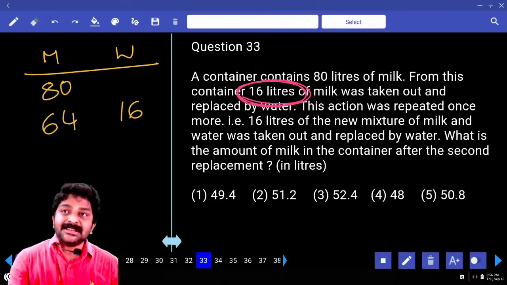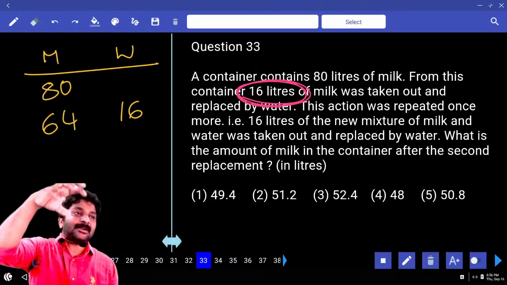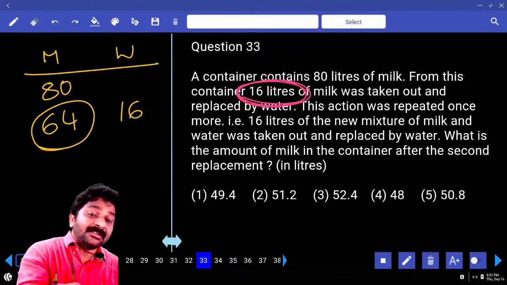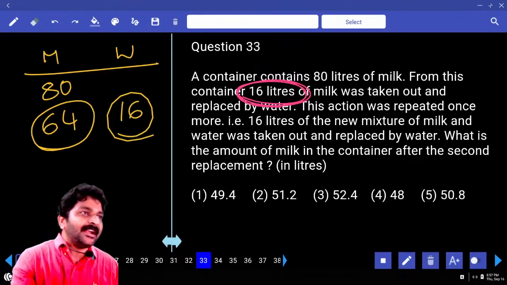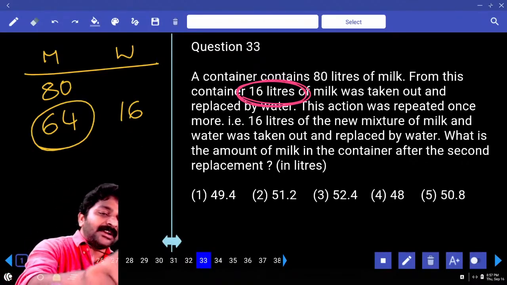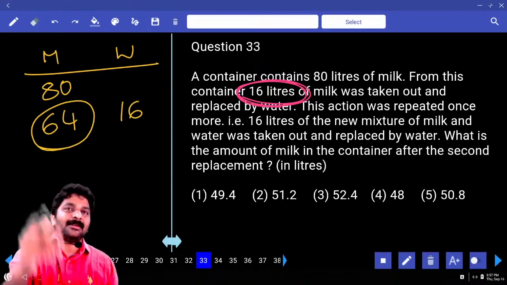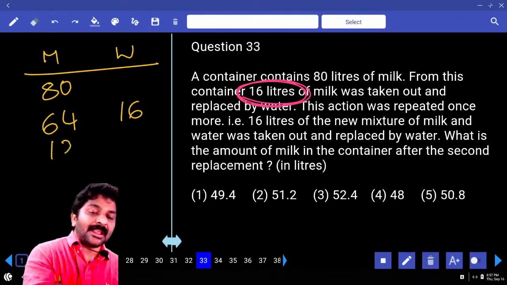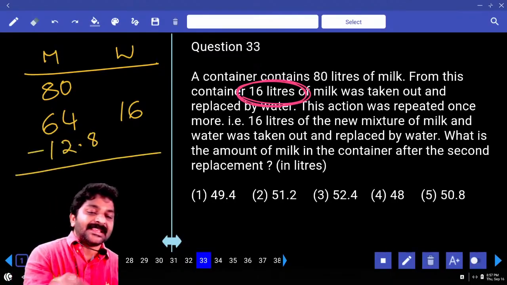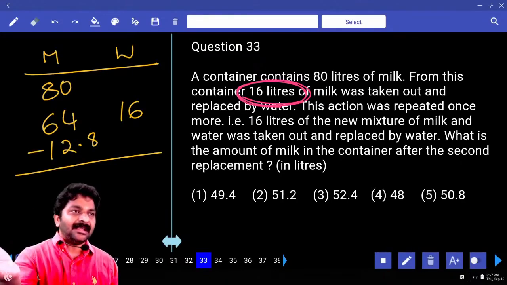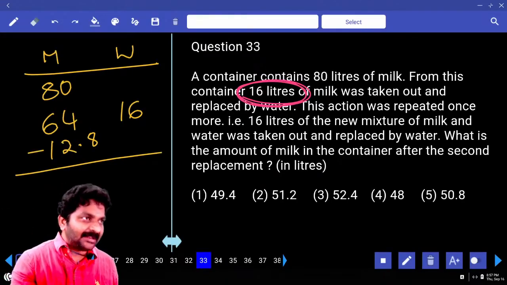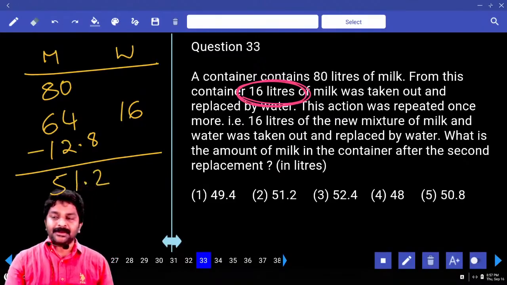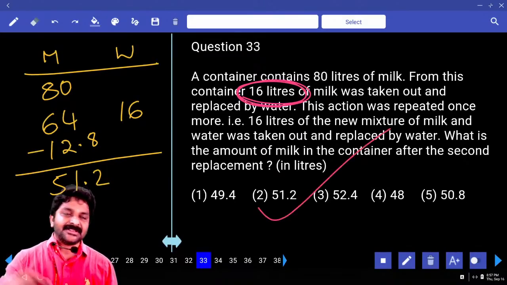Which is also 20%. When 20% of the total quantity is taken out, 20% of milk goes out and 20% of water goes out. Agreed or not? Right. What is 20% of the milk? 10% and double. What is 10%? 6.4. Double, so 12.8 liters of milk is taken out. Subtract 13, add 0.2 liter. When you subtract 13 from 64, you'll have 51, and add 0.2. 51.2 liters of milk will be there, which is the second option.